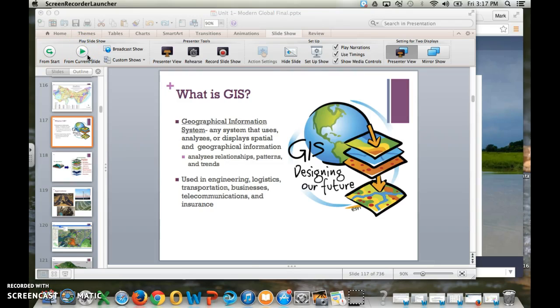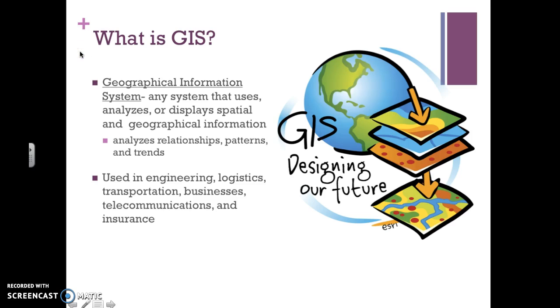Hi guys, today we're going to talk about GIS, otherwise known as Geographical Information Systems. And we're going to use it in a mapping lab to help us figure out a few unique things about Delaware and about the areas surrounding our school.